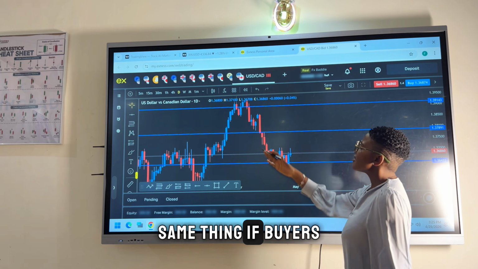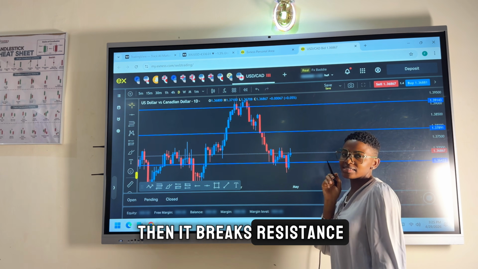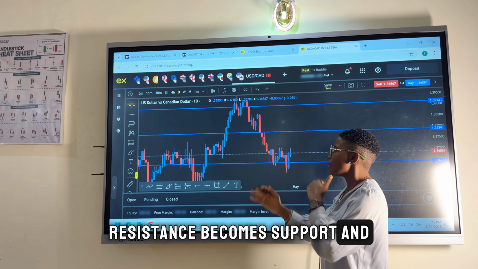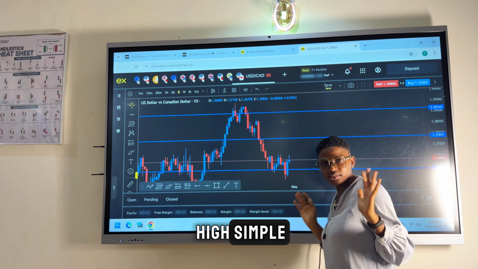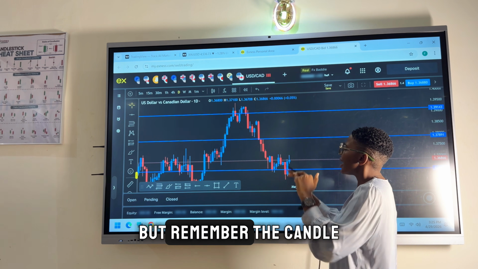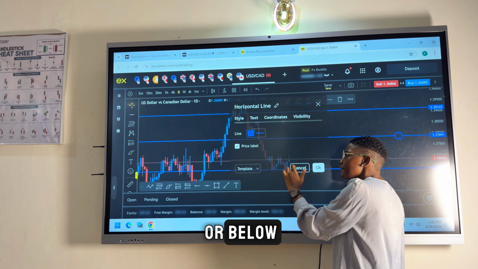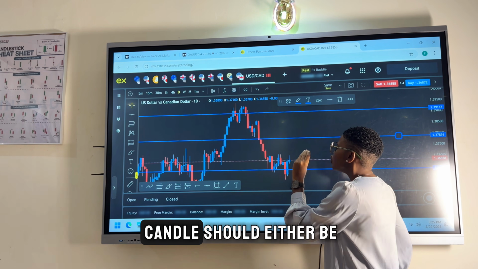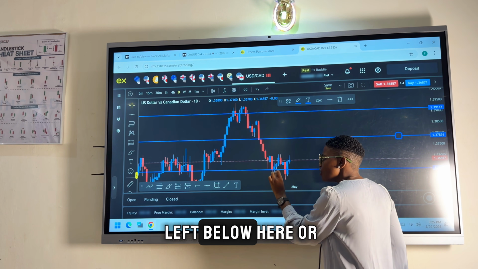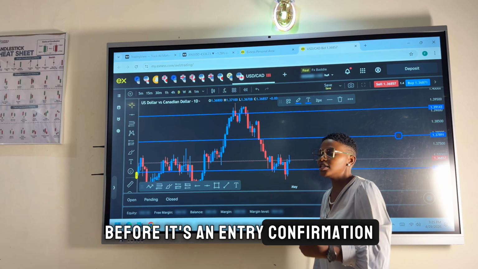Same thing, if buyers push it up and then it breaks resistance, resistance becomes support and we buy from there, targeting the next high. Simple. But remember, the candle must close either above or below. When I say must close, I mean the body of the candle should be either below here or above here before it's an entry confirmation.